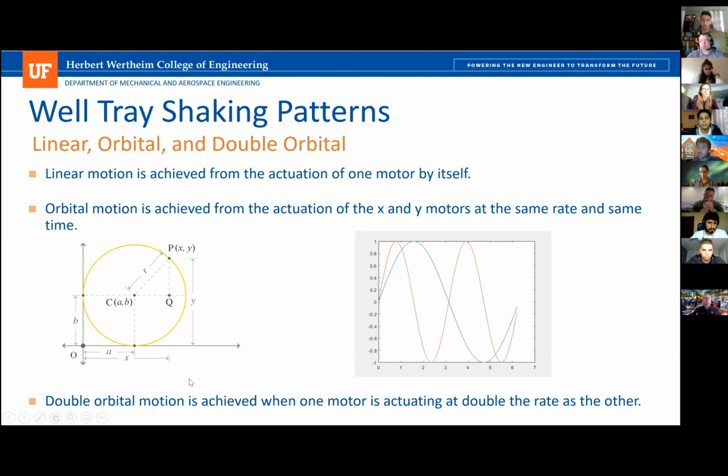The double orbital motion is going to be achieved when we have one motor actuating at double the rate of the other at the same time. The graph of a sinusoidal function is a good example of how this motor actually actuates.